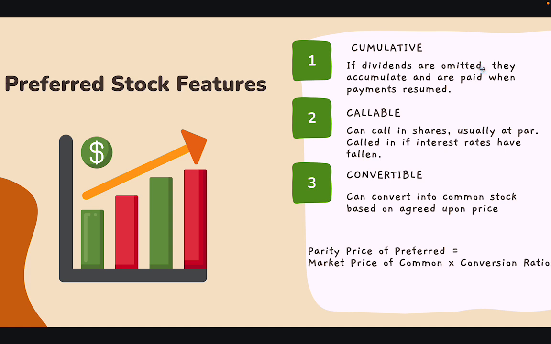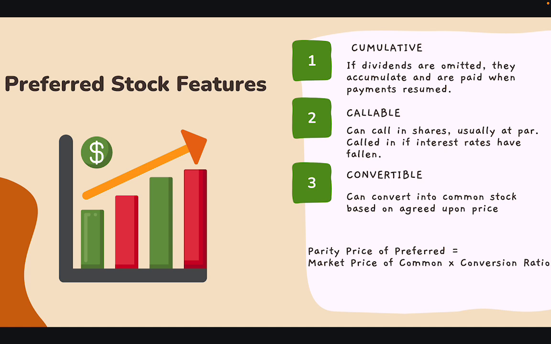There are three notable features of preferred stock that make it unique. One of them is that they are cumulative. So if the dividends are omitted, they're not paid by a company for a year, they accumulate and they are then paid, call it back pay, when payments are resumed.